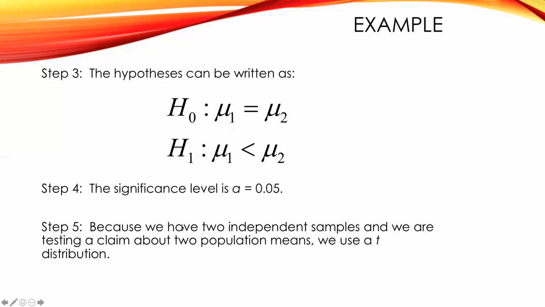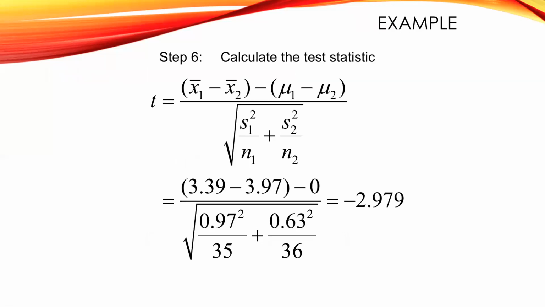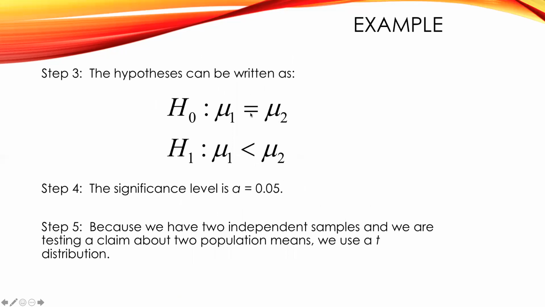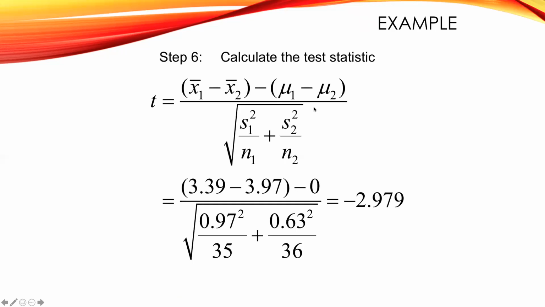So step 5, because we have 2 independent samples and we are testing a claim about 2 population means, we use a t distribution. So we calculate that test statistic. And again, you might be wondering, why is mu1 minus mu2 equal to 0? Well, that's because the null hypothesis is mu1 equals mu2, we subtract this over to the other side, equals 0. And that's how we get this part to be 0. We plug in everything else we know, we'll get a t-stat of negative 2.979.